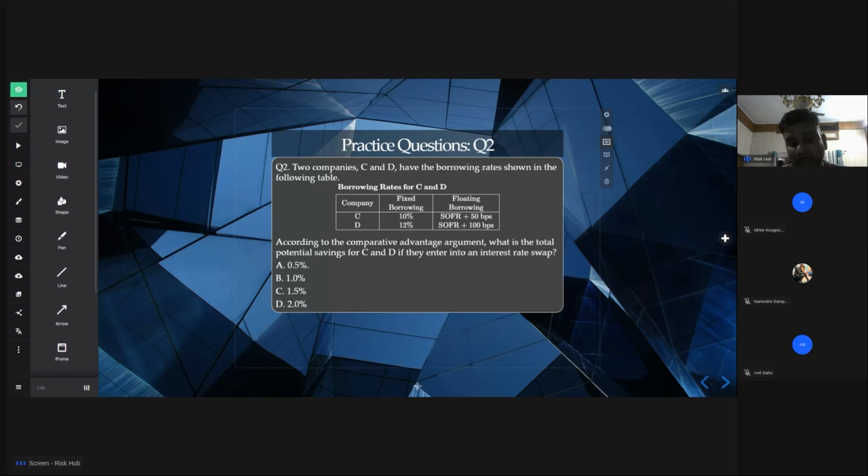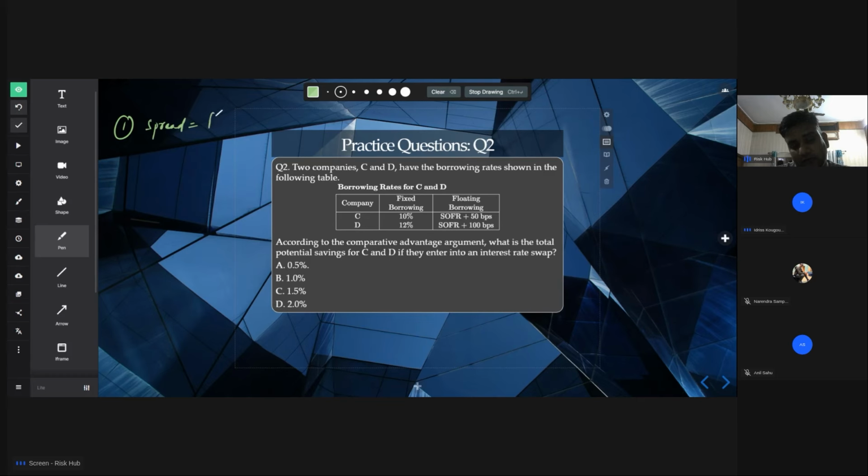Then you see what the earning potential is. What you see here is that you try to find out the earning potential. Let me solve this question, guys. What is happening here is that you write down each firm's floating versus fixed spread. My first step is, you find out the spread.